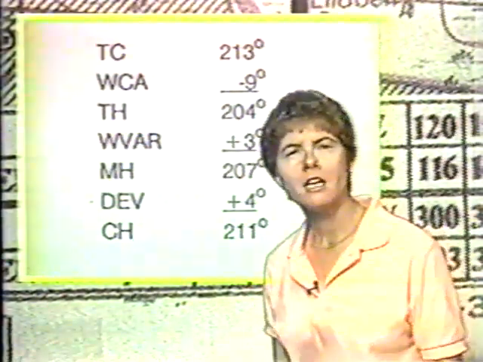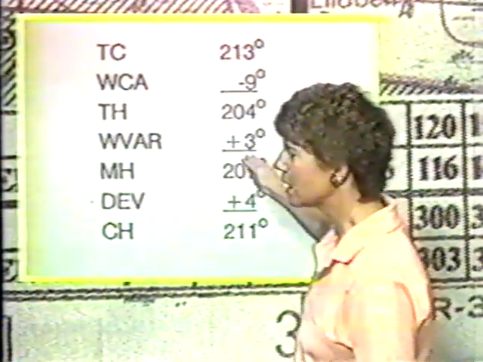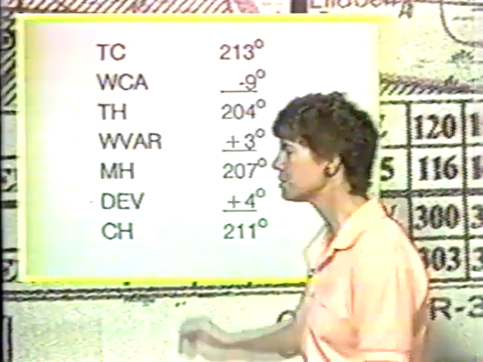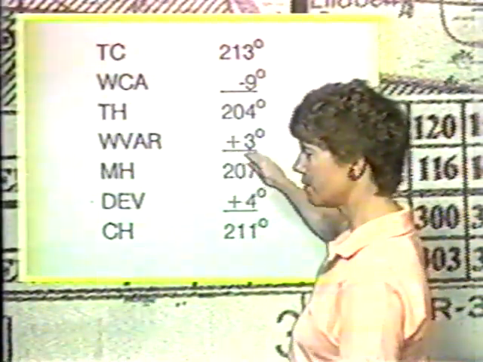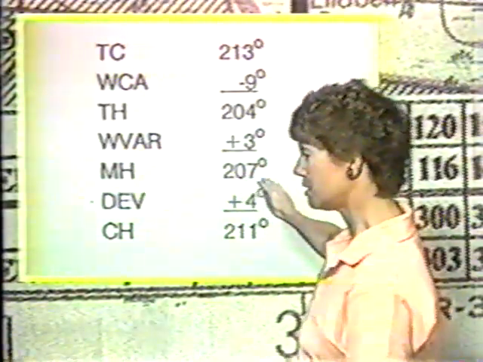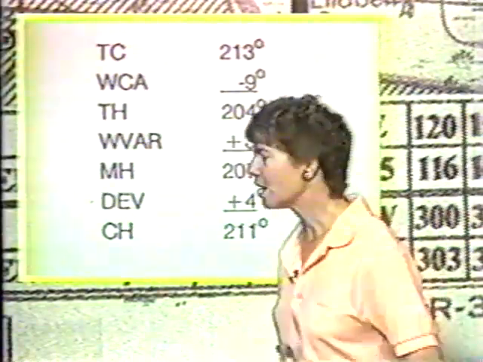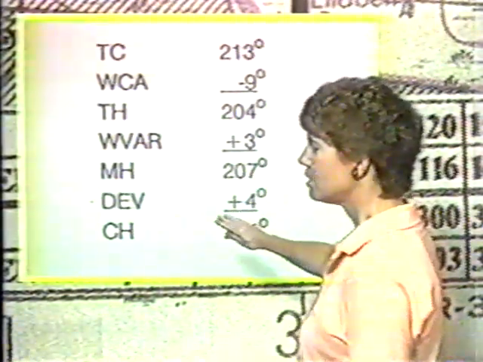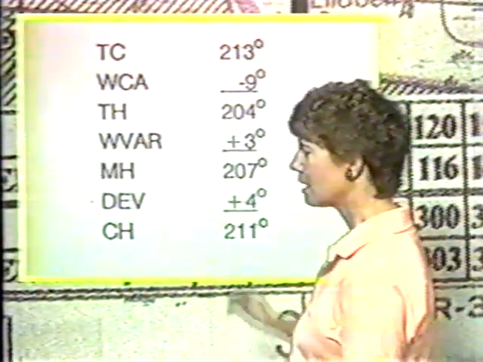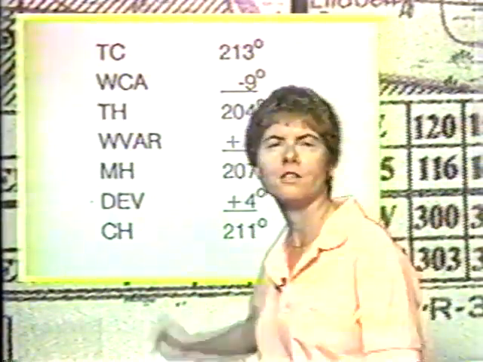To get our magnetic variation, we looked at the chart, the sectional chart, and found the isogonic line. It said 3 degrees west. West is best, so we add the 3 degrees westerly variation, and that gave us a magnetic heading of 207 degrees. We then looked at the compass correction card. We got the deviation. The deviation was +4 degrees. We added that to our magnetic heading, and we came up with a compass heading of 211 degrees.